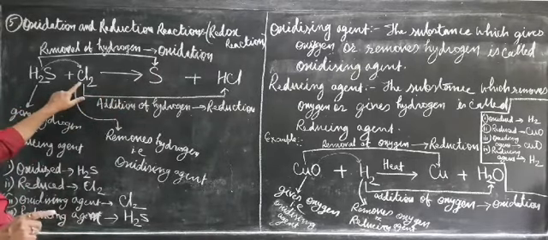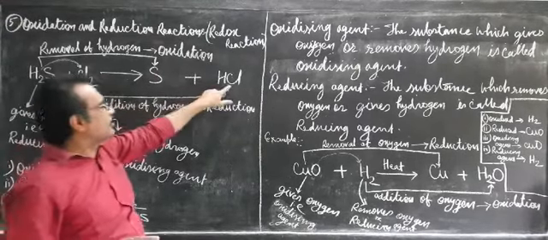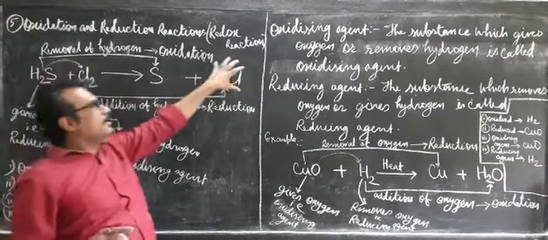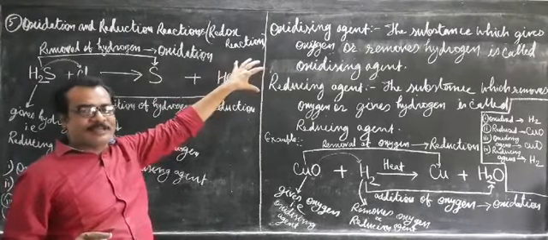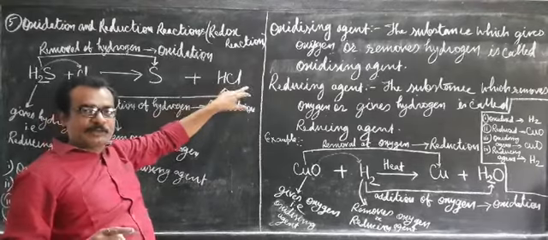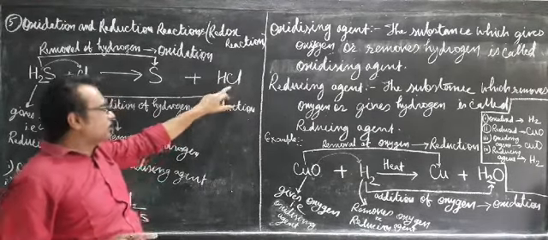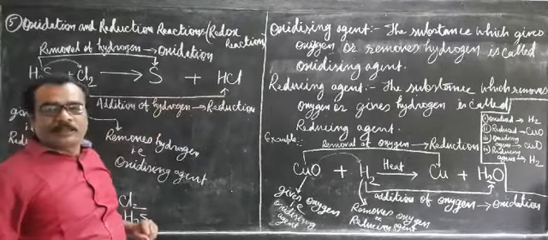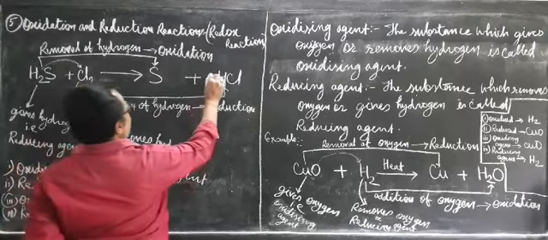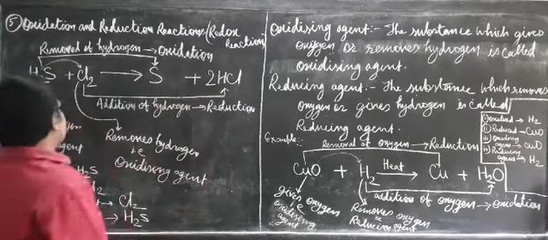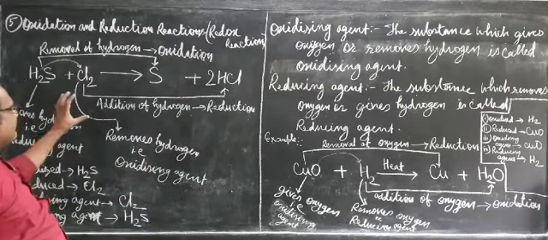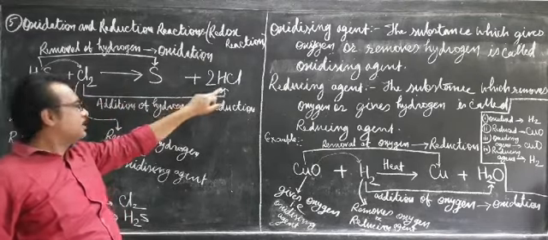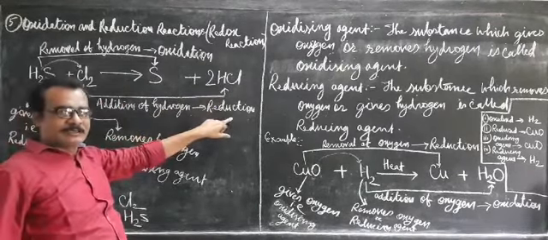Now the second thing you observe is this chlorine. Compare it with hydrochloric acid. Here only a chlorine atom is there, but in HCl, hydrogen as well as the Cl atom are both there. So what has increased here? The concentration of hydrogen has increased. That means there is an addition of hydrogen. Whenever there is an addition of hydrogen, that is known as reduction.